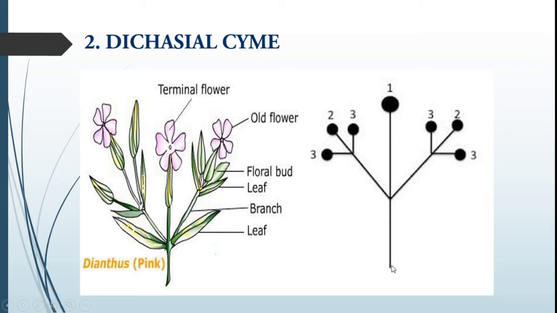So here we can see the oldest flower is the first flower, seen on the main peduncle. This main peduncle gives rise to 2 lateral branches. Each lateral branch ends in a flower and further grows by 2 lateral branches. So here the lateral branches are again simple cymes. This is the dichasial cyme. The dichasial cyme can be seen in Dianthus and Clerodendron. We can see many flowers.